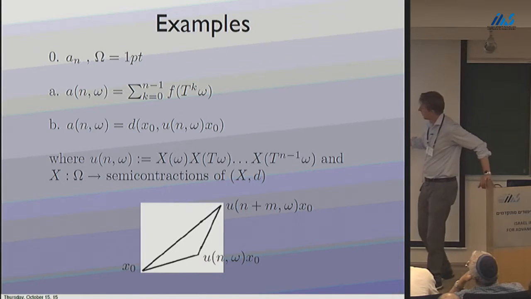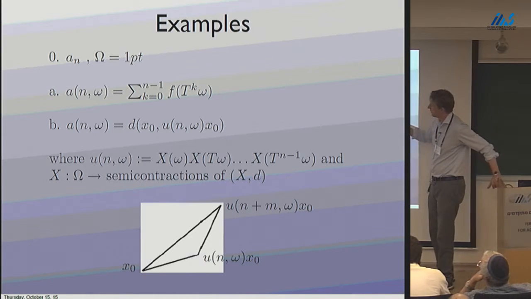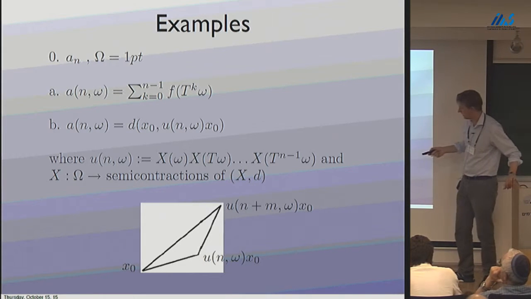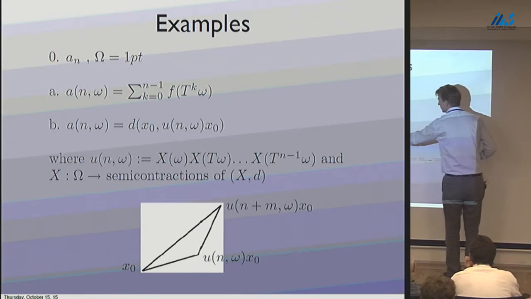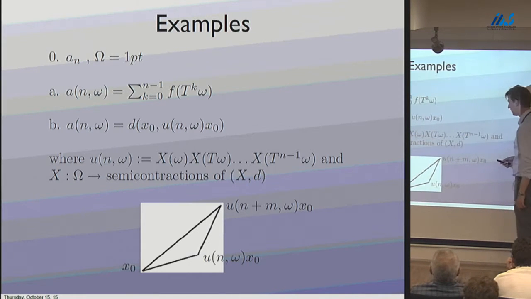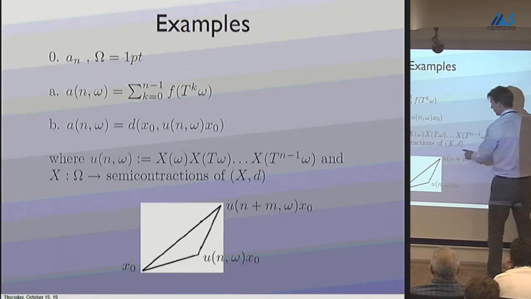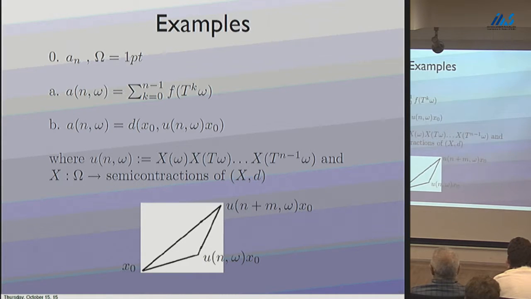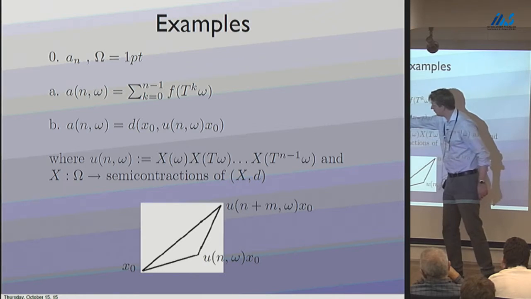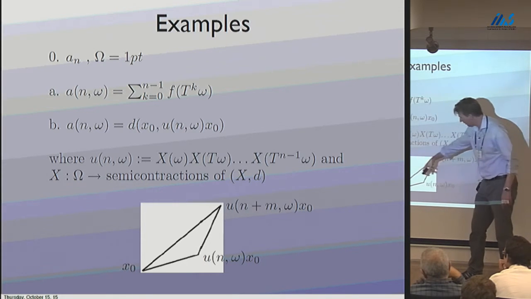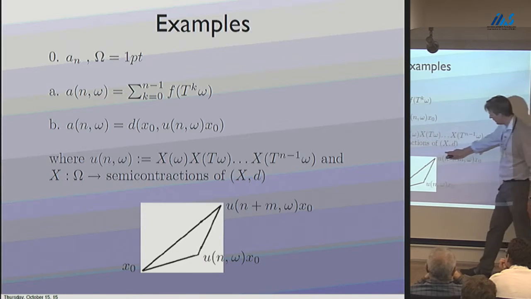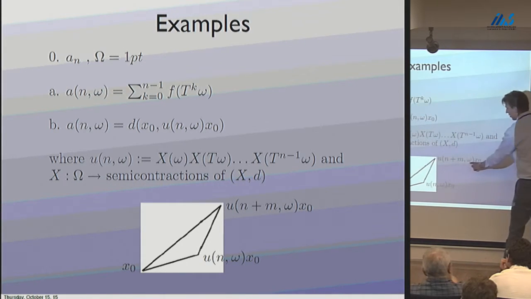And then another example where subadditivity appears, which is relevant to our discussion, is again the random product of semi-contractions. The notation is a bit unfortunate; it was my old notation, because X is also the space. I forgot to change it on this slide, so sorry about that. But so we take our favorite transformations of this metric space and throw a dice and compose them. And we define a_n, as I said in the very beginning, to be the distance from the starting point to the nth point of our random walk. And now that distance will be a_{n+m}(omega).